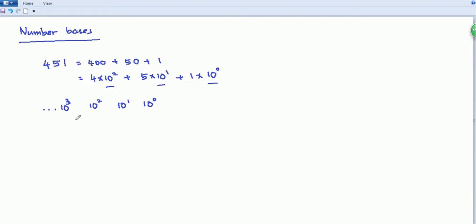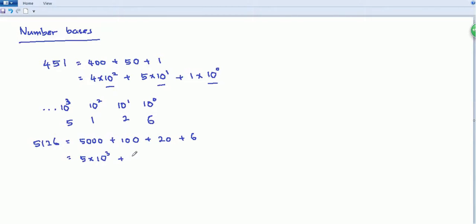Okay, let's say I give you another number, which is 5, 1, 2, 6. 5, 1, 2, 6 is actually 5000 plus 100 plus 20 plus 6. Quite easy, right? So it will be 5 multiplied by 10 to the power of 3. Why 10 to the power of 3? Because the place value for 5 is 10 to the power of 3.